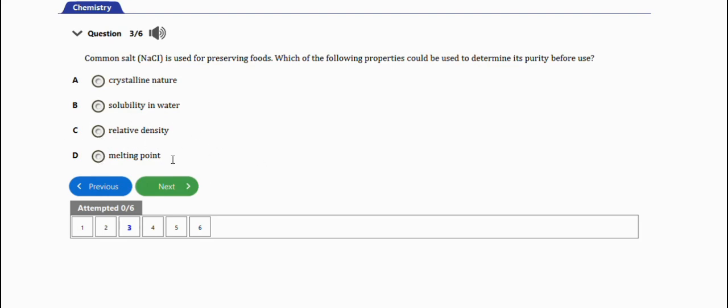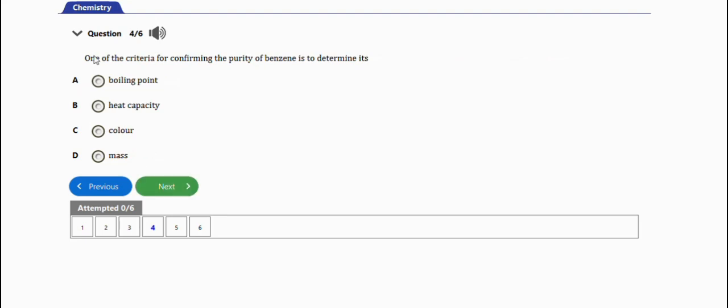Alright, so the next question will be this one. It says one of the criteria for confirming the purity of benzene is to determine its: boiling point, heat capacity, color, mass. The right option is option A, which is boiling point. The next question will be this one.